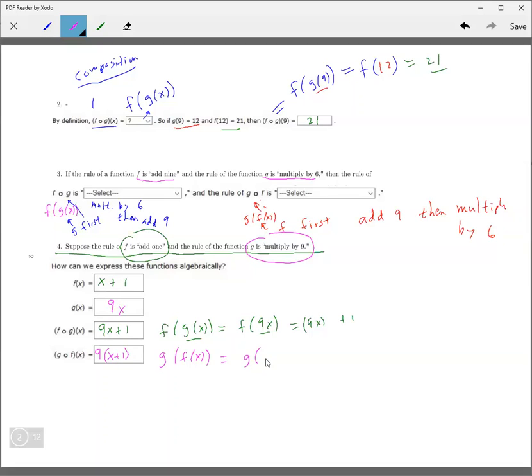Okay, another way that you can look at it is like this. First you're going to do the f, which is x plus 1. And then this x right here got replaced with an x plus 1. So this x also gets replaced with x plus 1, like that. Okay, any questions at this point?